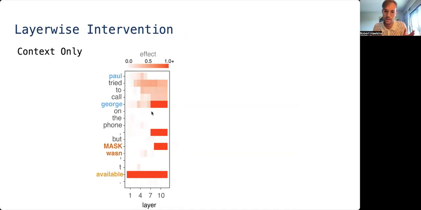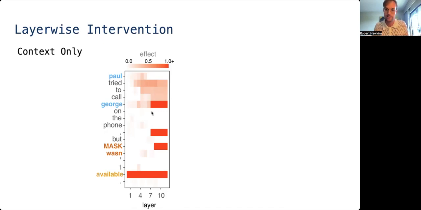And just as an example, here's one sentence, and the effects are shown in red going horizontally across layers for different tokens. So just as a sanity check to orient you, the word available is the only word that's different across these two sentences. So if you swap out the representation at that location, even early on, you're essentially using the other sentence, right, at the first layer. So unsurprisingly, there's a very large effect consistently across layers at the source of the difference.